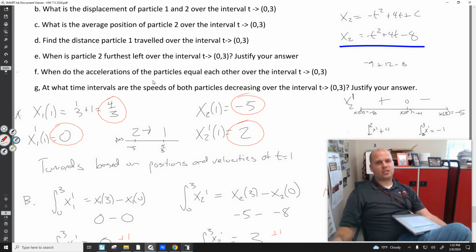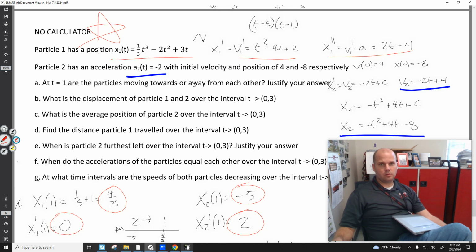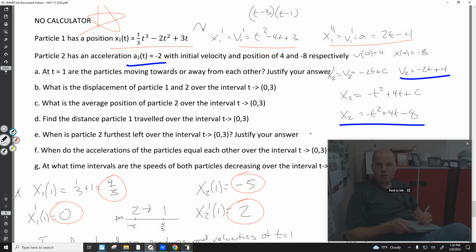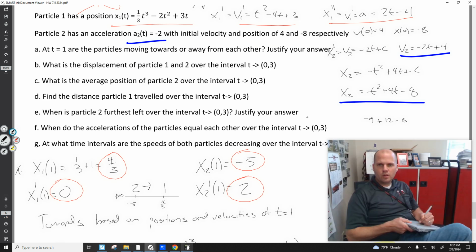When do the accelerations of the particles equal each other? I mean, that's easy enough to do. I don't know why I asked you this question. Maybe it's because it's on the test. I think it used to be on the test, but I changed it. The acceleration of particle 1 is 2t minus 4. When does that equal the acceleration of particle 2? I add 4. I divide by 2, t equals 1.